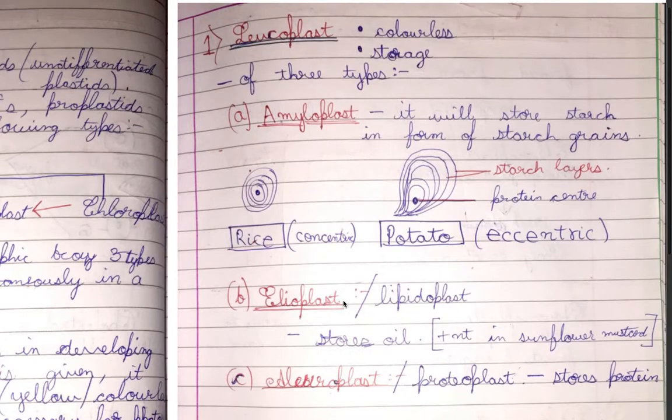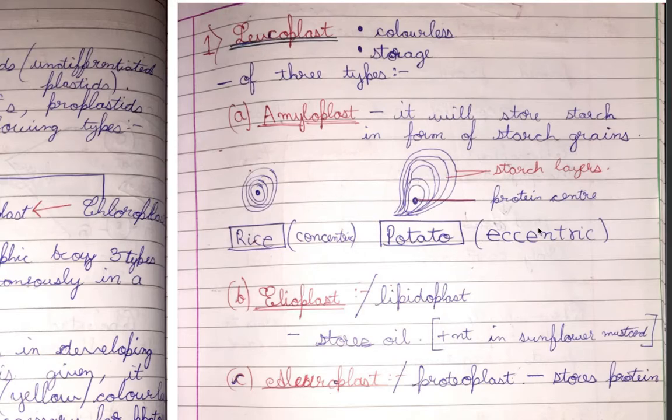Now leucoplasts are colorless and help in storage. These are again of three types: amyloplast, elaioplast, and aleuroplast. Amylo, as we know, means starch. These have a protein center with starch layers surrounding it. Now this is potato.